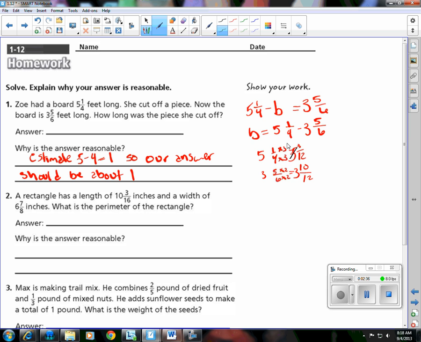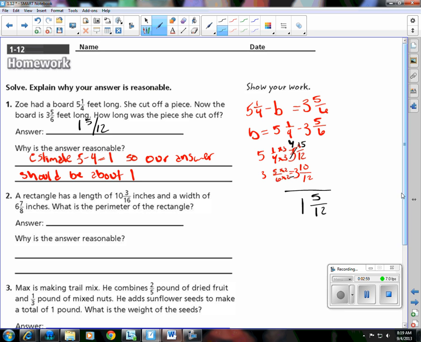So I'm going to cross out my 5. It's going to become a 4. I'm borrowing 12/12ths, or 1 whole. 12/12ths plus 3/12ths is 15/12ths. Now I can take 10/12ths away from 15/12ths. I get 5/12ths. 4 minus 3 is 1, so 1 5/12ths is my answer.